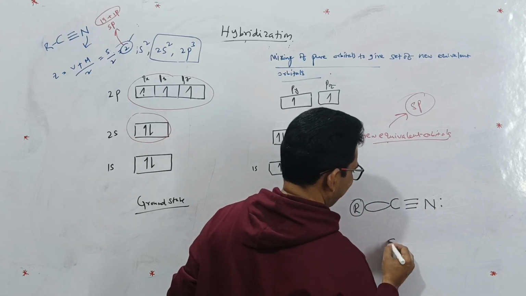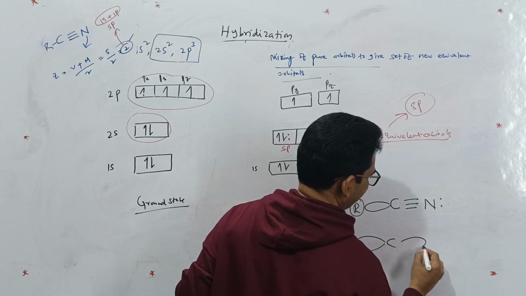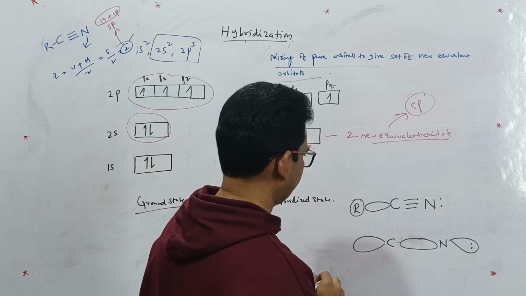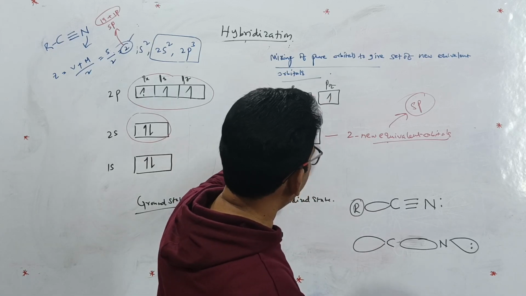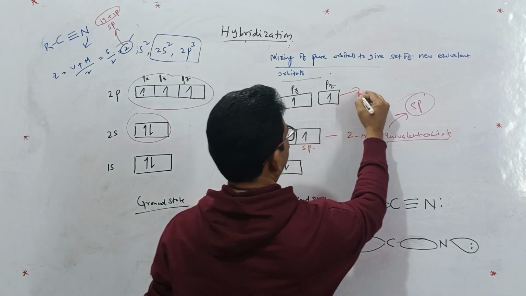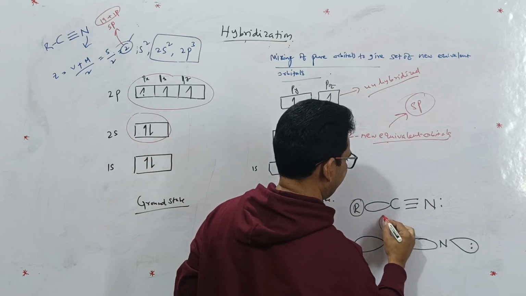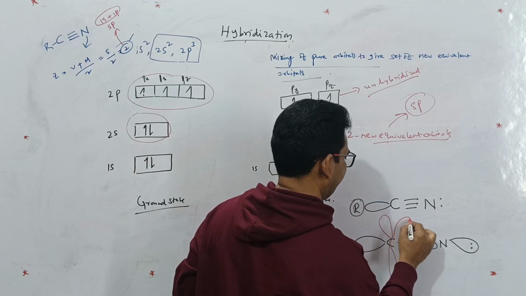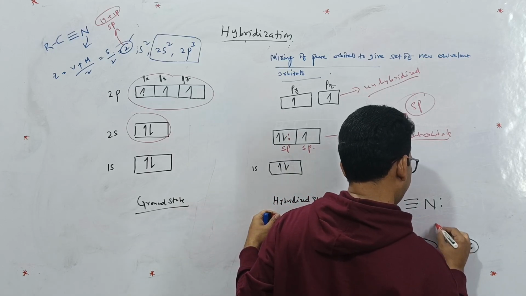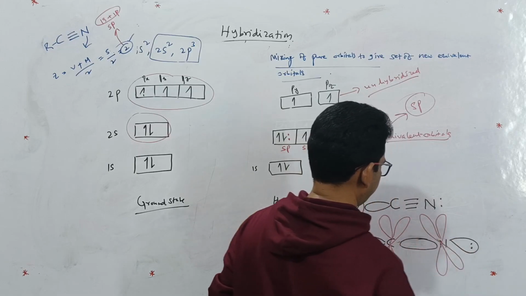Then how will you write the orbital structure for this one? It is having one lone pair of electrons. Okay, but unhybridized orbitals, how many? On the carbon also, on the nitrogen also, there are how many unhybridized? Two unhybridized, py and pz. Here one unhybridized and here one unhybridized. Here also the same. Here one unhybridized, then here one unhybridized.